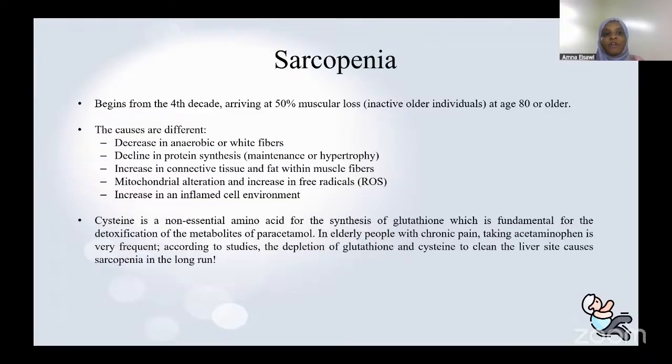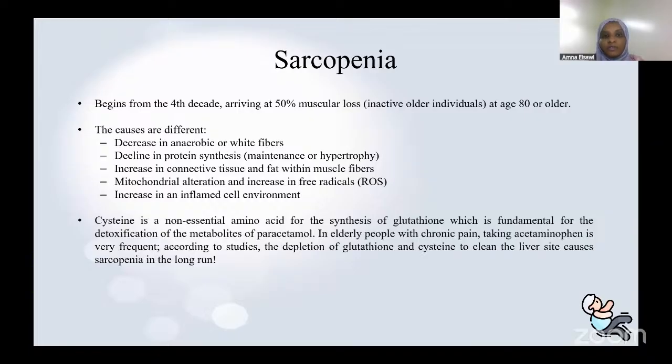Sarcopenia begins from the 4th decade. So it starts from the 40s, and it arrives at 50% muscular loss at age 80 or older, especially in inactive older adults. Activity is a very important preventative measure which can be used to counteract this problem.